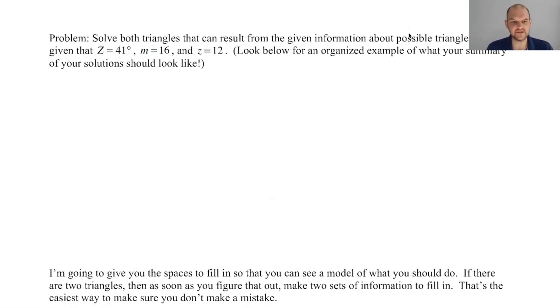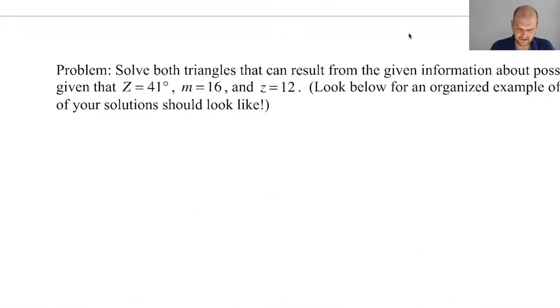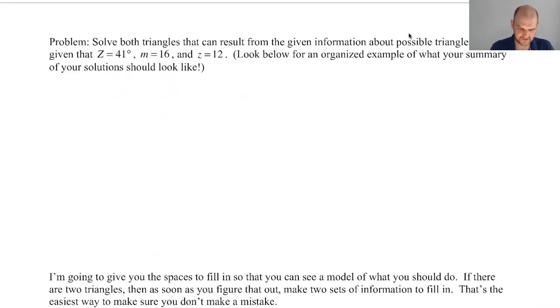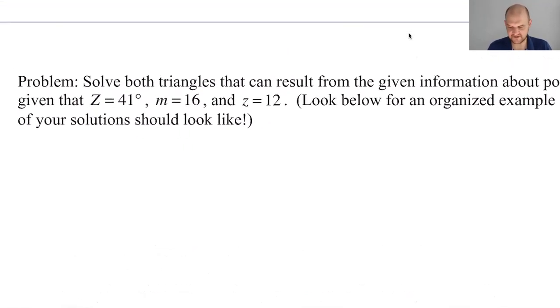So let's see if we can solve this. We're told to solve both triangles, so there are obviously two, but you should always go through the process. So ZM, and then triangle TMZ.